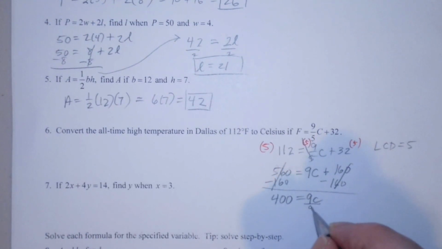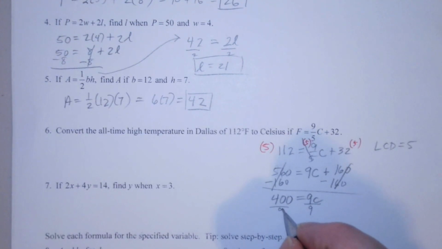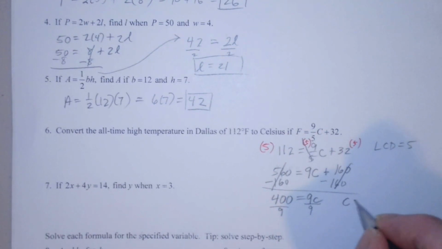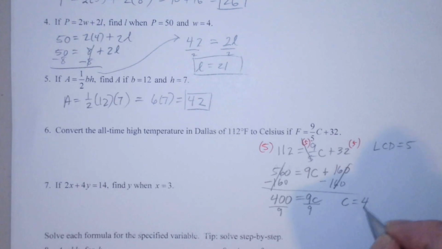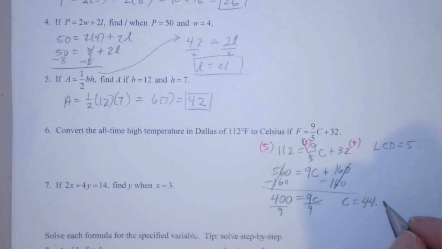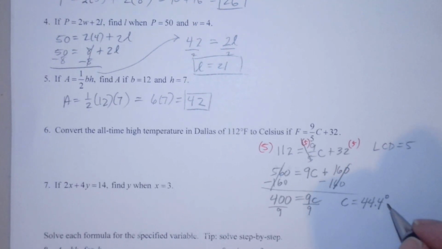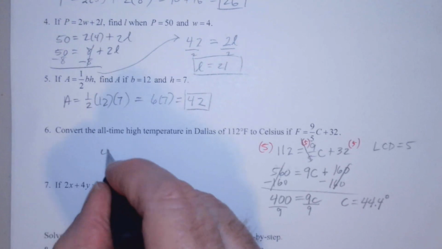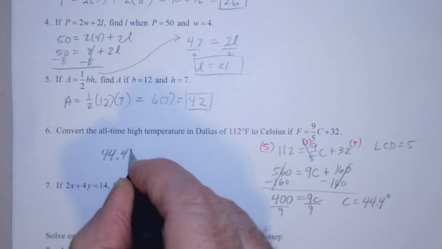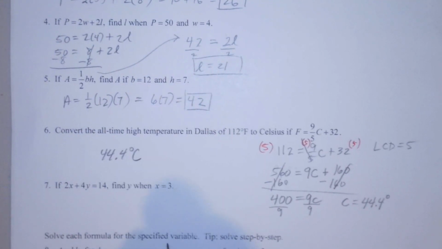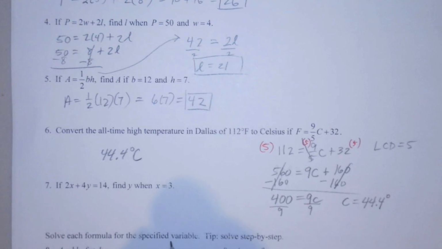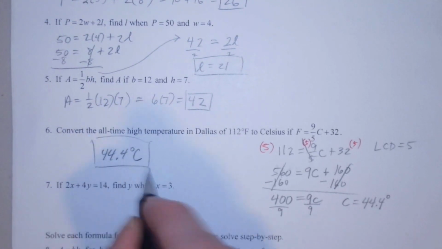We'll divide both sides by 9. Again, we're trying to get C by itself. So if you do that on your calculator, you get C is 44. Let's go ahead and round to the nearest tenth. So it'd be 44.4 degrees. And this is temperature Celsius, so 44.4 degrees Celsius. That's how we write that. And that's our final answer.